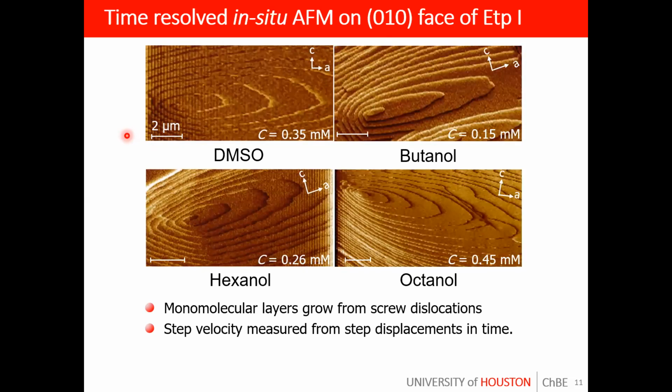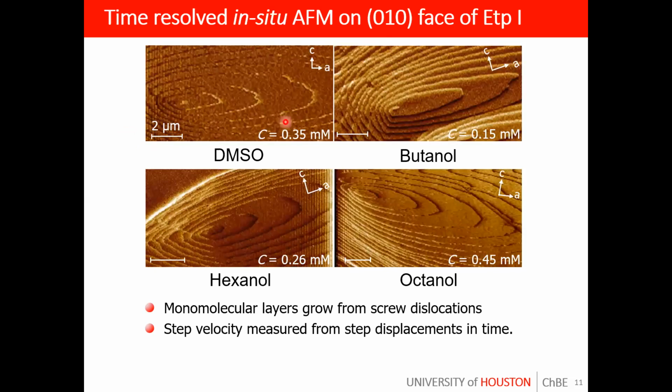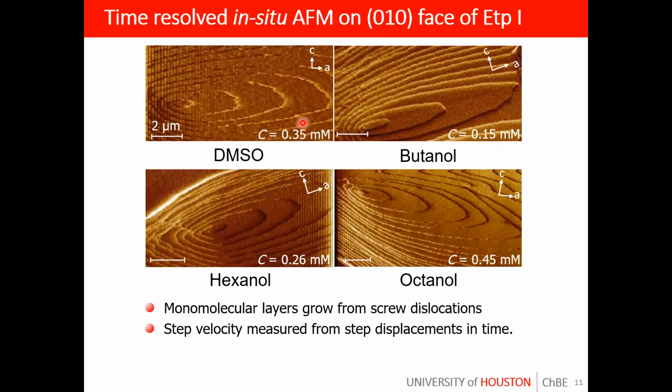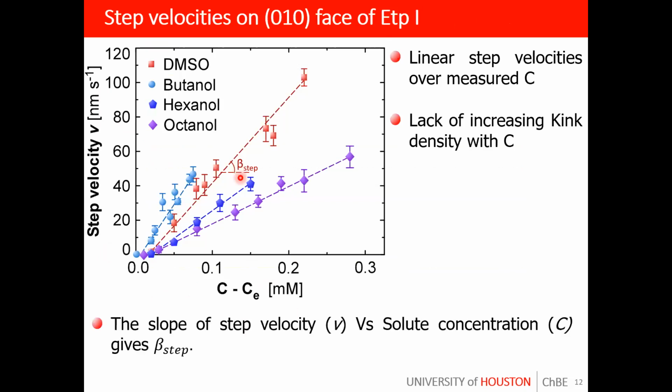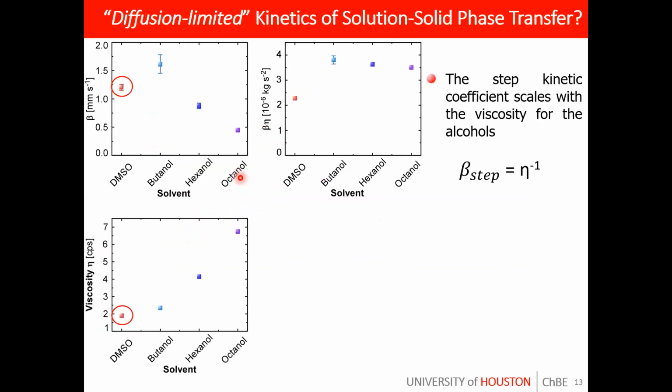And we measure step velocity by monitoring the step displacement with time. So this is a variation of step velocity with the solution supersaturation. And we see that the step velocities vary linearly in all the solvents, and the slope of these curves can give us the step kinetic coefficient. So the determined values of step kinetic coefficients are shown here, and these are the solvent viscosities.